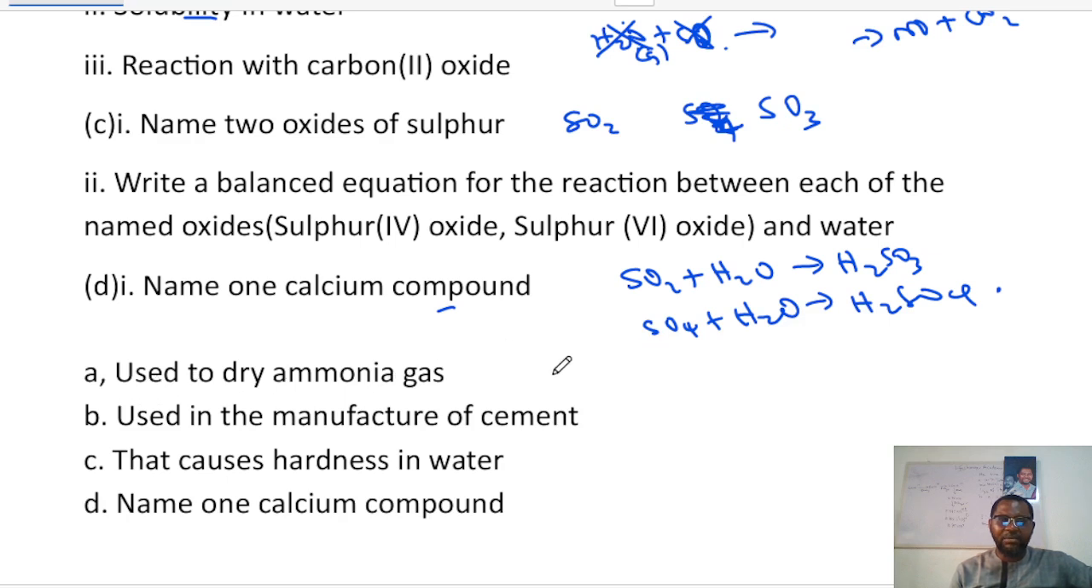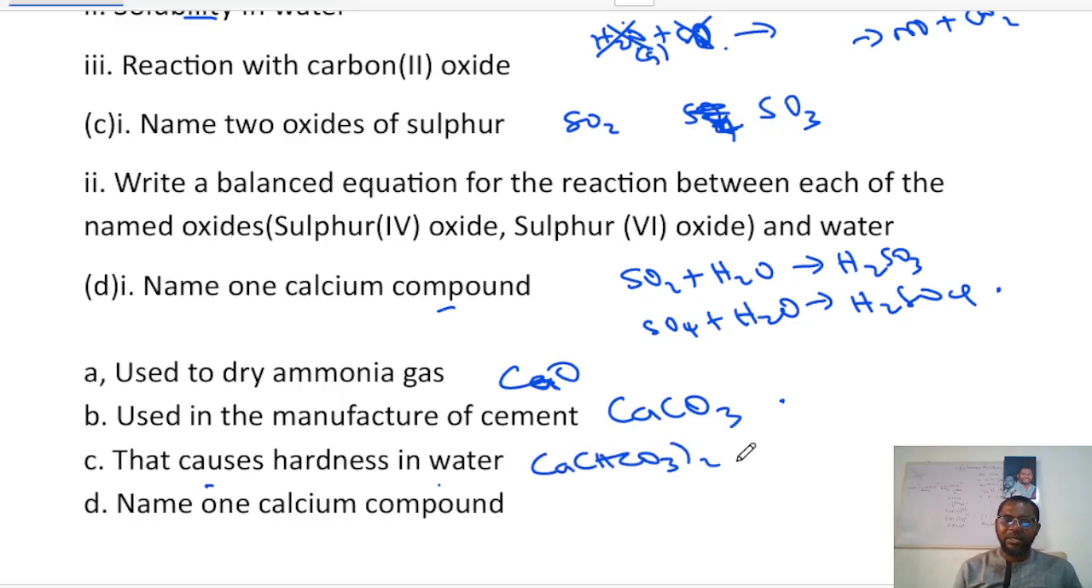Then the next one says, name one calcium compound used to dry ammonia gas. Calcium oxide is what is specifically used for ammonia gas. Used for the manufacture of cement, calcium carbonate is used for the manufacture of cement. Causes hard water: for temporary hardness, you have calcium hydrogen carbonate. This is for temporary hardness. For permanent hardness, you have something like calcium sulfate.